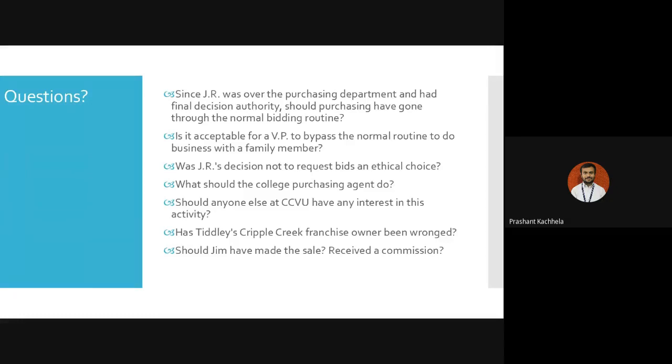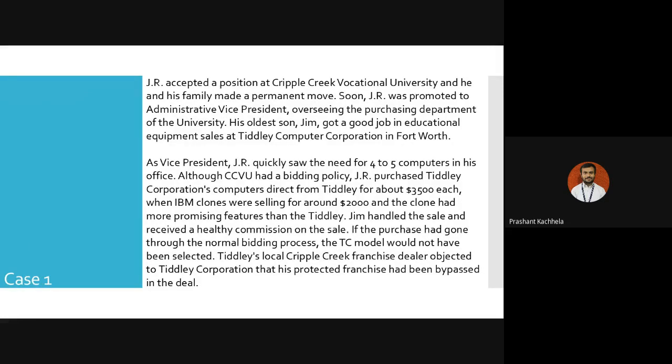Though JR is having complete freedom, like we have seen in the case as well, he is promoted as VP and he is having all the rights. But by looking at all the questions, and even at the end also, it was specified that some of the local vendor of Italy, we oppose this. Why? Because the direct sale was made. Even the case is saying that there is another bidder, IBM clones, and they can provide the same thing in $2,000 only, but this Italy counter they charge $3,500 each for all the equipment, and there is requirement of 4 to 5.